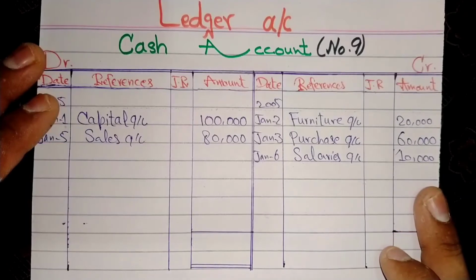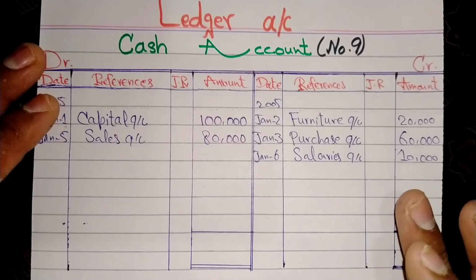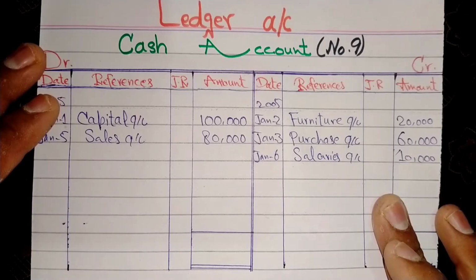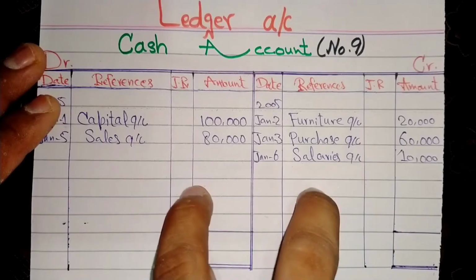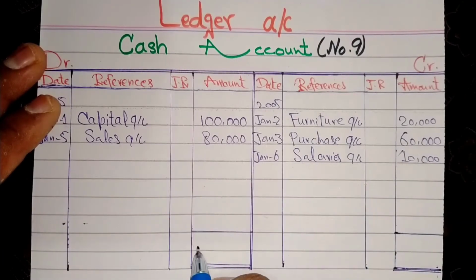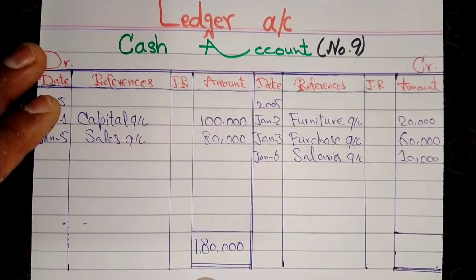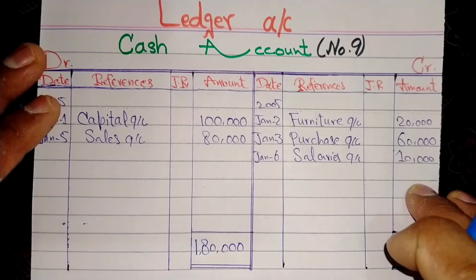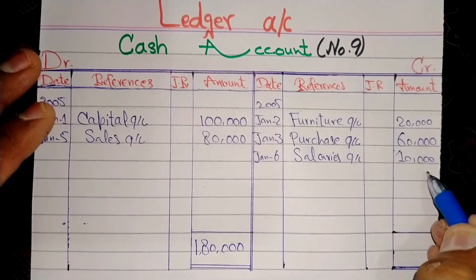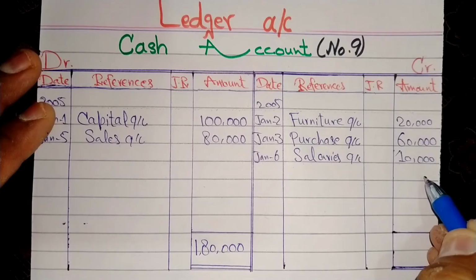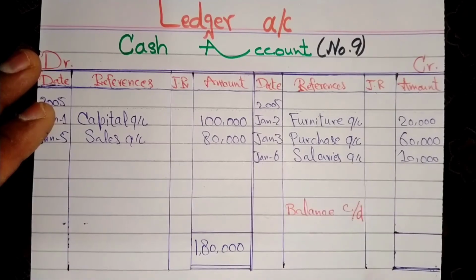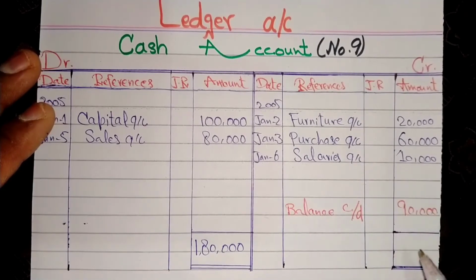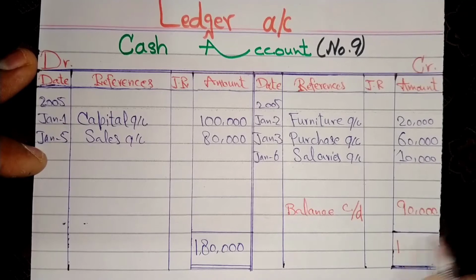So also entered all cash transactions entries in ledger account from journal account. The next step is how we balance the two sides, both sides. How we balance both sides. The total has 180,000 rupees. Okay. This side, credit side, has total 90,000 rupees. Okay, with a difference of 90,000 rupees. So this difference will be called balance carry forward, 90,000 rupees. Now both sides are equal now.